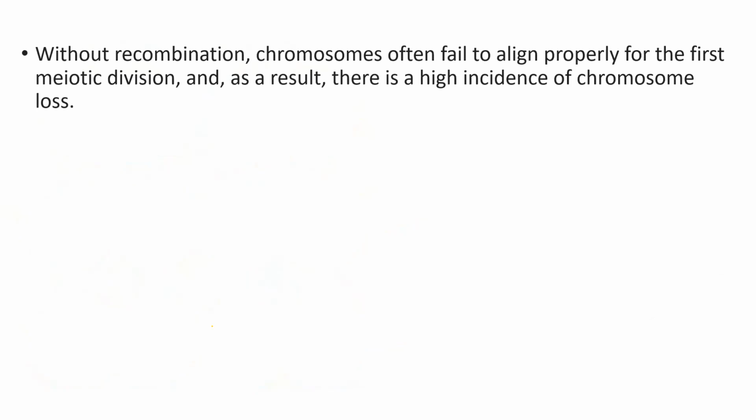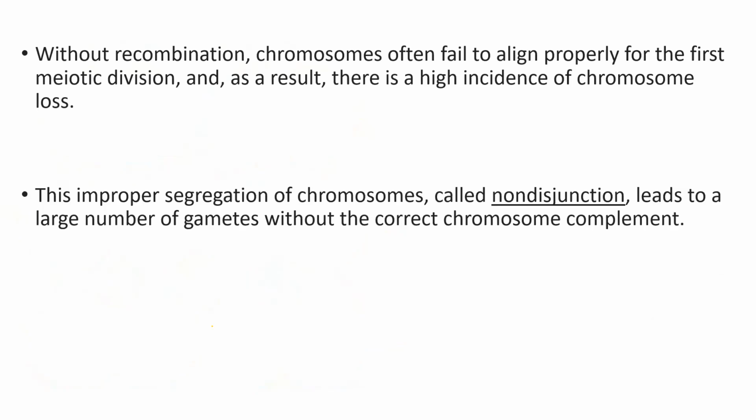Without recombination, chromosomes often fail to align properly for the first meiotic division, and as a result, there's a high incidence of chromosome loss. This recombination is very important. It is essential. This improper segregation of chromosomes, called non-disjunction, leads to a large number of gametes without the correct chromosome complement.